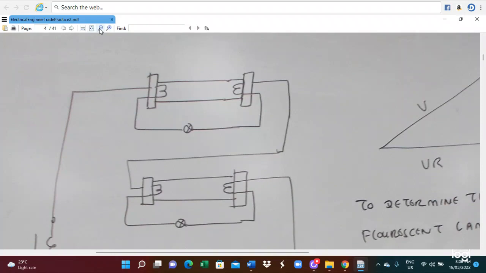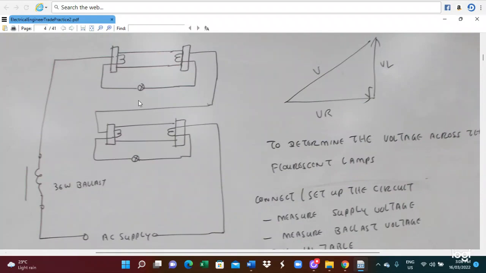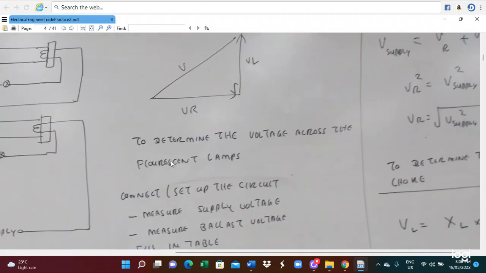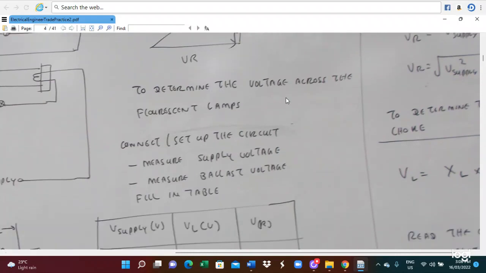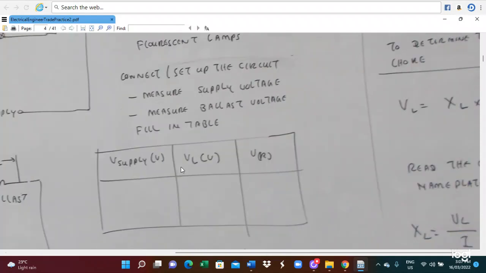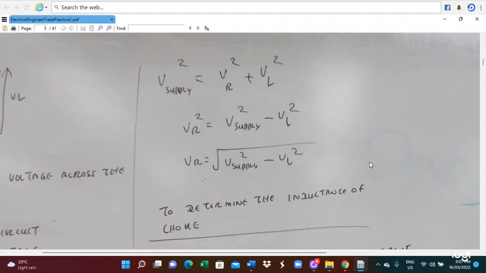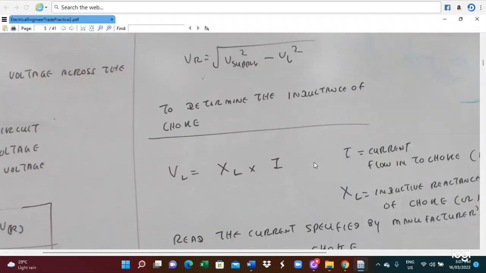And then here we are talking about the fluorescent lamp connection circuit. The two fluorescent lights are supplied by the AC supply, with the fluorescent light starter and also the ballast connection. When the fluorescent lamps are taking the electrical current, we look at the voltage. VR is the resistive voltage, VL is the inductive voltage, and VS is the supply voltage. We have to find out the total voltage across the fluorescent lamp. In this case, we set up the circuit, measure the supply voltage, measure the ballast voltage, and then fill in the display. The supply voltage squared equals the resistor voltage squared plus the inductor voltage squared. Therefore, VR equals the square root of the supply voltage squared minus VL squared. So this is what we calculated.